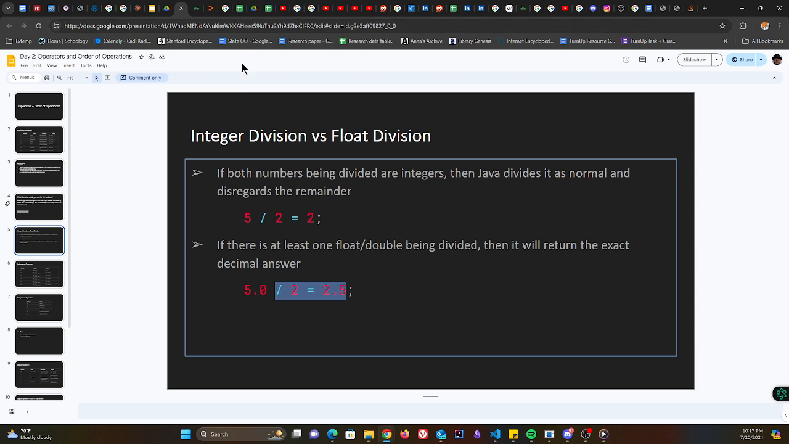And the next example is if there is at least one float or double being divided, then it will return the exact decimal answer. The number on the bottom doesn't have to be a floating point number or a double. Only one number has to be a floating point or double. So we get the exact number of 2.5. 5 divided by 2 equals 2.5. Pretty self-explanatory.